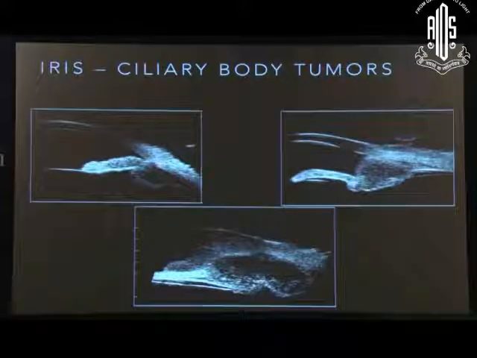This tumor involves only the ciliary body. This is a small tumor, but it's invaded the angle, making the prognosis more guarded. And this is a more aggressive tumor, which involves the angle as well as the ciliary body region and other superficial structures.